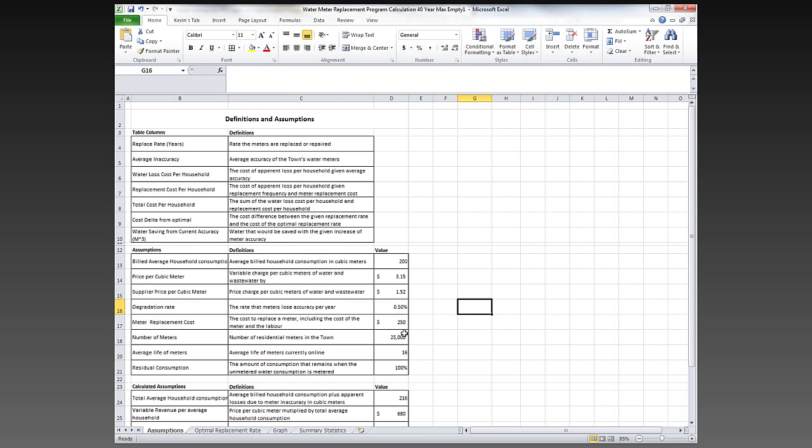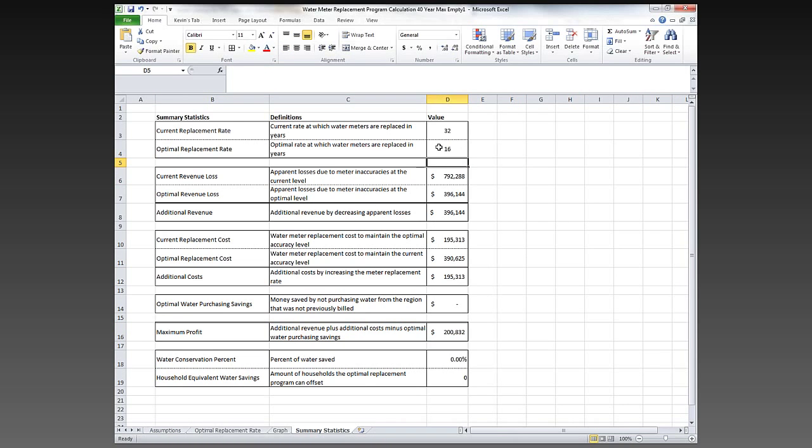Now these numbers are easy to play with. Let's just say you think that the water meters don't degrade as quickly as that. They actually degrade 0.3% a year. Then you can go here and see what happens. The optimal replacement rate isn't 12 years anymore, it's 16 years. And the maximum profit is $200,000 instead.